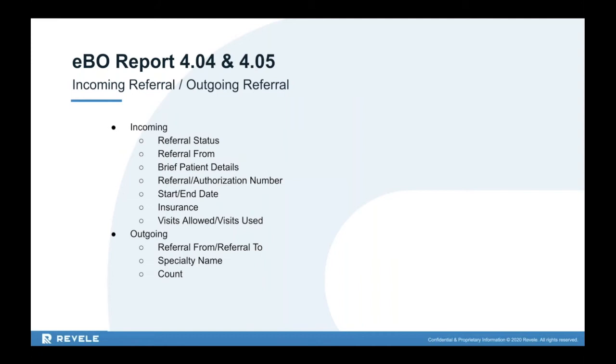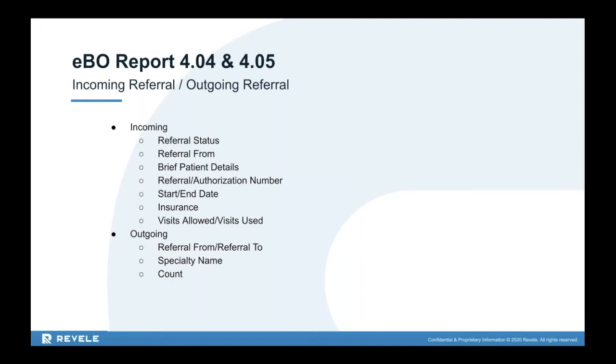So the next set of reports in the front end and mid-office section I'm going to talk about is referrals. We have an incoming referral report, which is 4.04, and then an outgoing referral report, which is 4.05. The incoming report gives a lot more detail than the outgoing, but they're both still great reports. On the incoming report, you're able to see the referral status, whether it's open, closed, things like that, who the referral was from, and brief patient details, again patient name, account number, things like that.